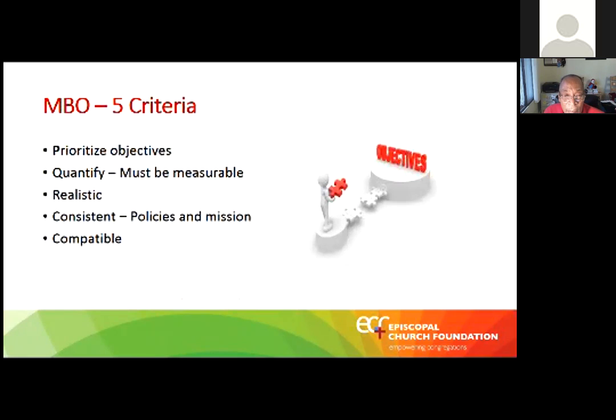The MBOs are similar to SMART goals in that they list 5 areas. They talk about prioritizing objectives. Of course, as we understand, objectives must be measurable. Are they realistic? You see that last one talks about compatibility. Are they compatible with some of the things I just previously mentioned? Is one goal compatible with the next goal? Do we see a stream or a connection that threads through a series of goals? How do we understand those? And we talk about that in each individual context.